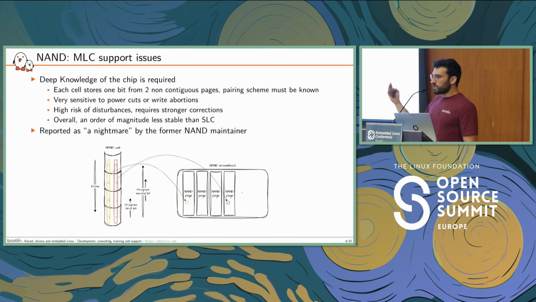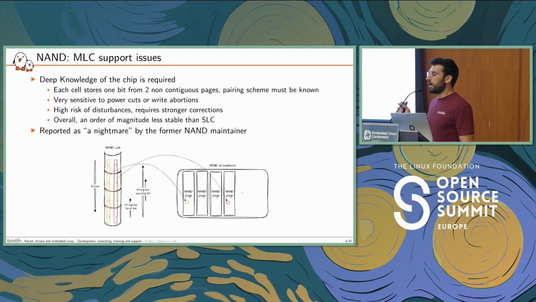There are issues in supporting MLCs. There has been a talk about that already, but rapidly, the 2 bits that you might find in a NAND cell, they do not belong to the same page, which kind of doesn't simplify the support. You have to know the pairing scheme, and you have to make sure you program the first page before the second page. Plus, MLCs in general are more likely to be disturbed by almost anything. So it's an order of magnitude less stable than SLCs.